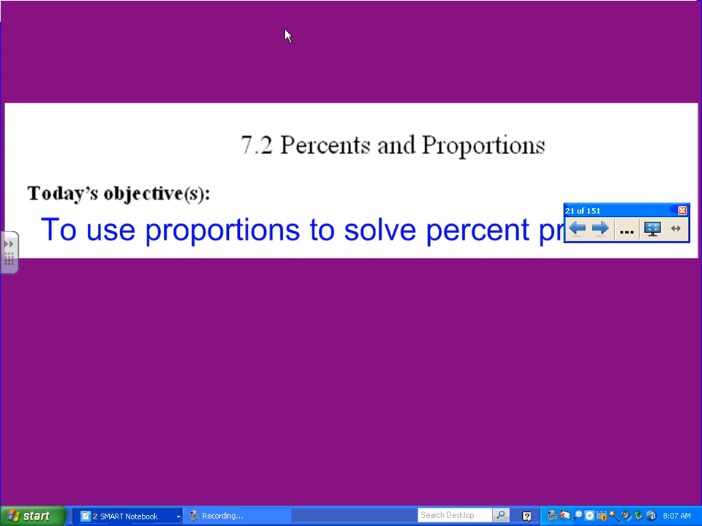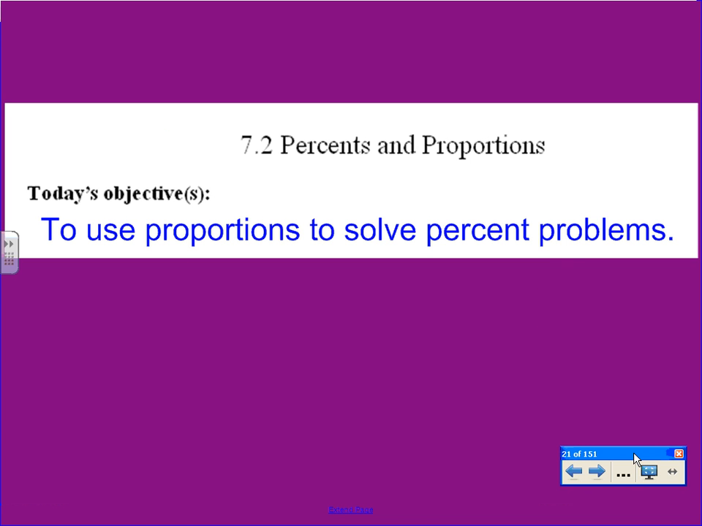Okay, our objective is, now that we went over your cumulative exam and over the PSSA problems, to use proportions to solve percent problems. So far in this chapter, we've talked about converting a percent to a decimal, a fraction to a decimal, a fraction to a percent, etc.